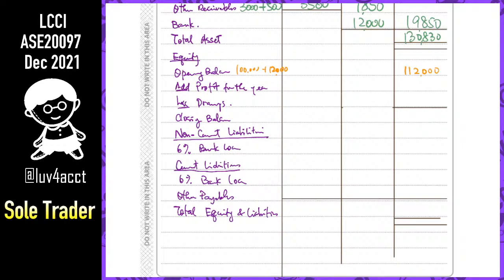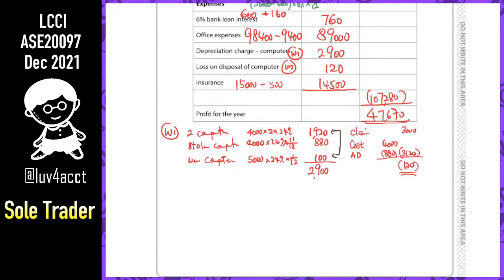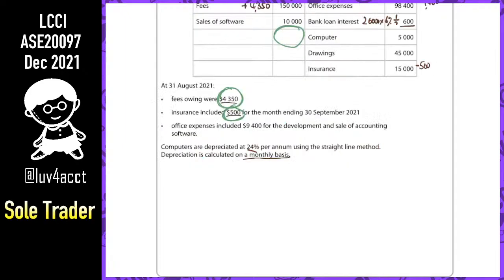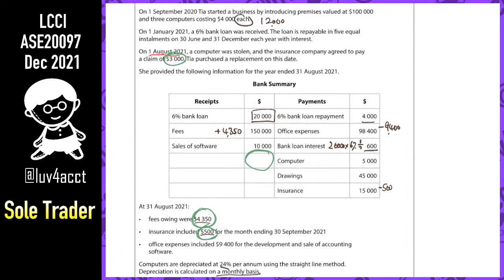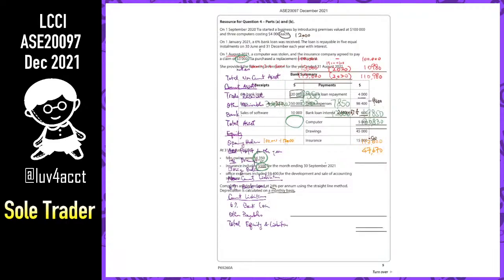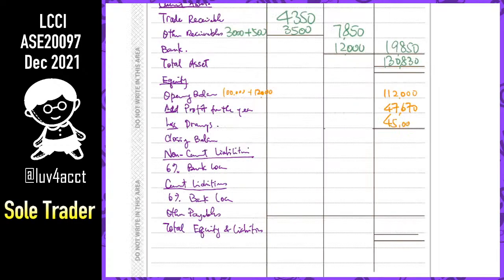Profit for the year, just now it is 47,670 profit, and then let us go back to here. You can see the profit 47,670, and then here we have the bank summary drawings 45,000. 45,000 drawings. So 112,000 plus 47,670 minus 45,000.